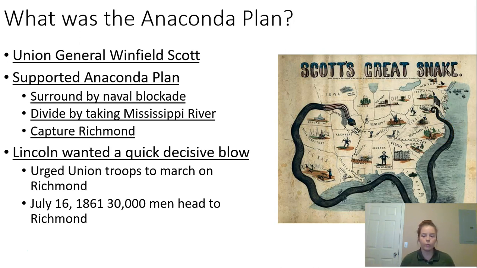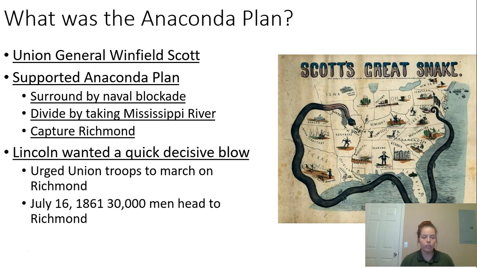Part two of the plan is we want to divide the South from the mainland from the west by taking the Mississippi River. The third part of the plan is capturing Richmond, which is the Confederate capital. And so with this, we've got our funky little dance move, and that we want to surround, divide, and capture. And so Lincoln says, nah, how about we skip straight to part three and capture Richmond, because we really need to end this war as fast as possible.